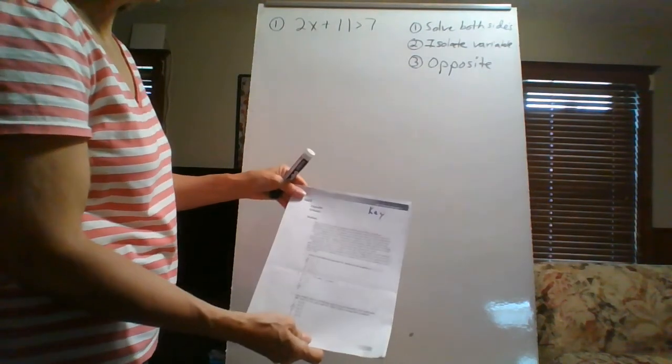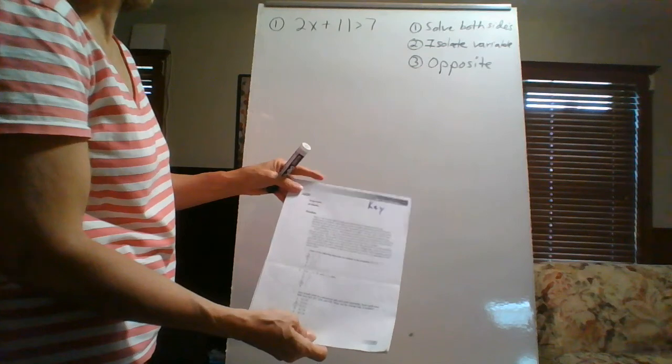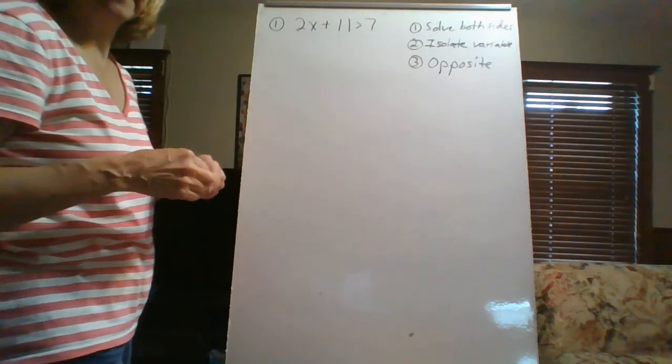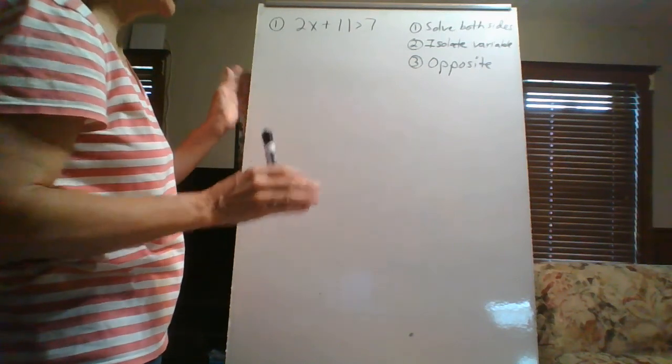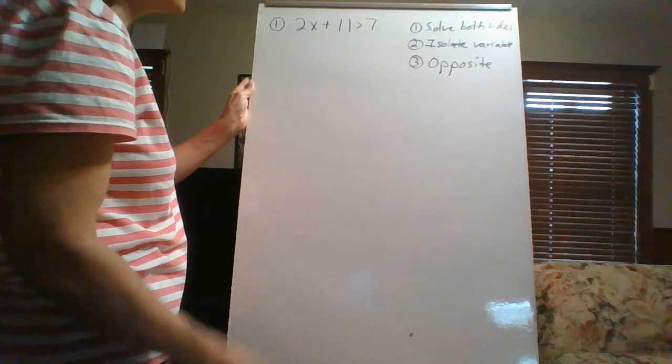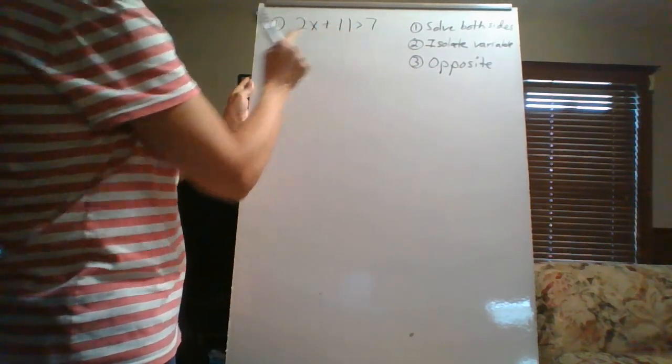All right, we're going to work through this HiSET exam practice test 1. It's on the tab just above this. So hopefully you've done the test yourself, and now we're just going over this so you can get it better in your mind. Okay, so question 1 is 2x plus 11 is greater than 7.